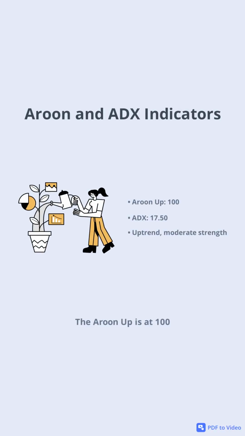The Aroon up is at 100 and Aroon down is at 12, with an Aroon oscillator of 100. This indicates a strong uptrend. The ADX, average directional index, is 17.5, which is relatively low, suggesting that while the trend is up, its strength is not particularly robust. This combination often occurs during the early or late stages of a trend.